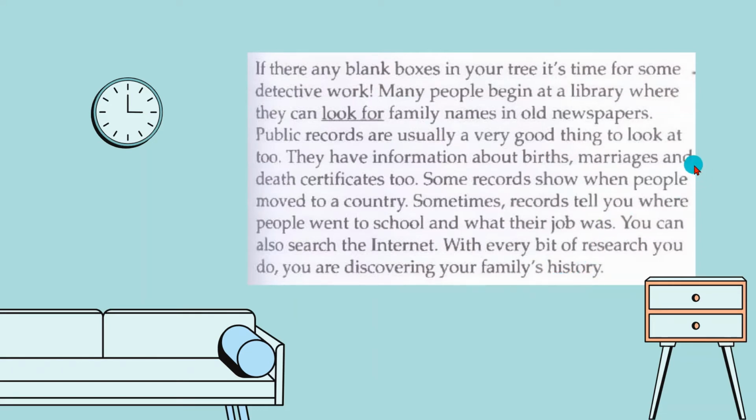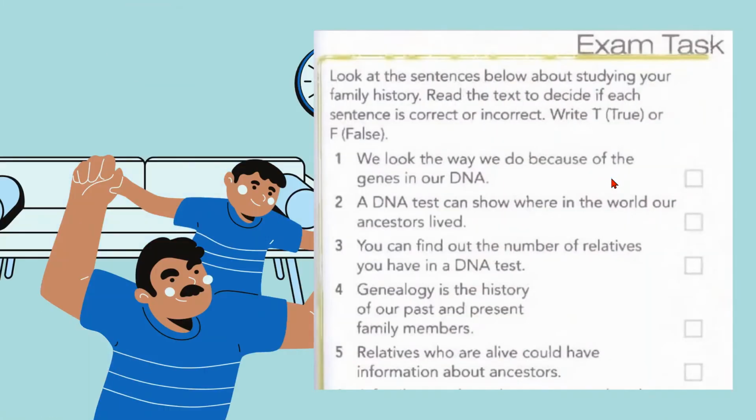Okay, we have finished reading. Now, let's do the exam task. You have to look at the sentences below and read the text to decide whether each sentence is correct or incorrect. You have to read the text through again. Then you write T for true sentences or F for false sentences.